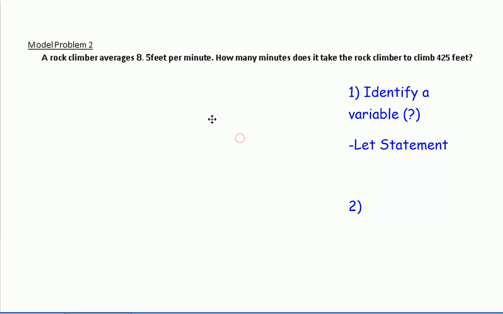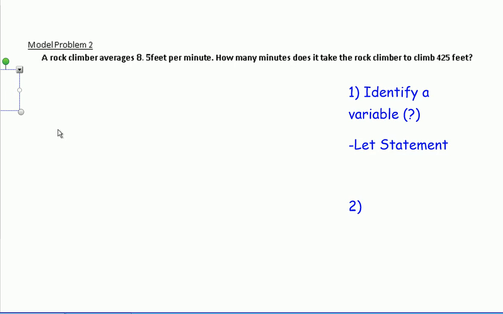So let's read it here. I'm going to read my question. I'm going to try to identify the variable. Since I don't see a letter in here, I'm guessing I'm going to have to write a let statement. So, a rock climber averages 8.5 feet per minute. How many minutes does it take the rock climber to climb 425 feet? All right, I'm looking for how many. How many what? How many minutes?